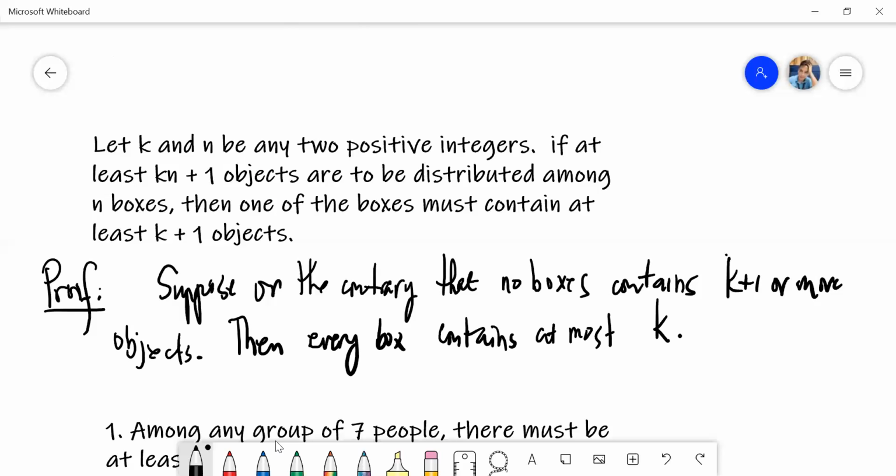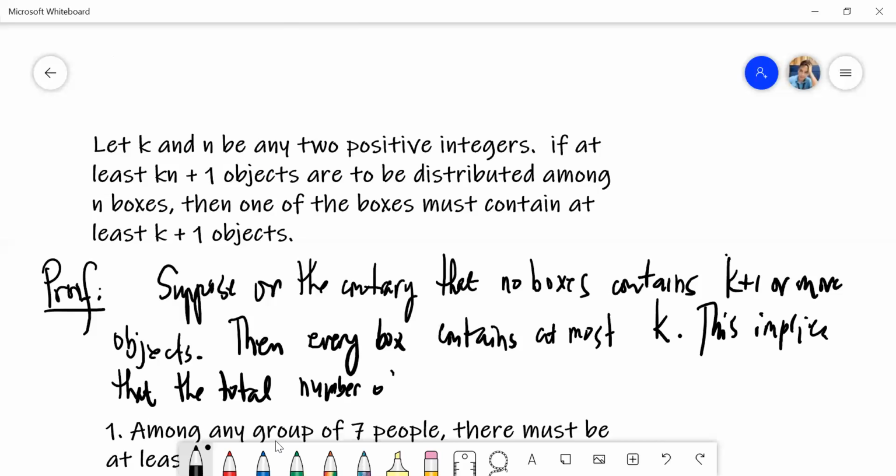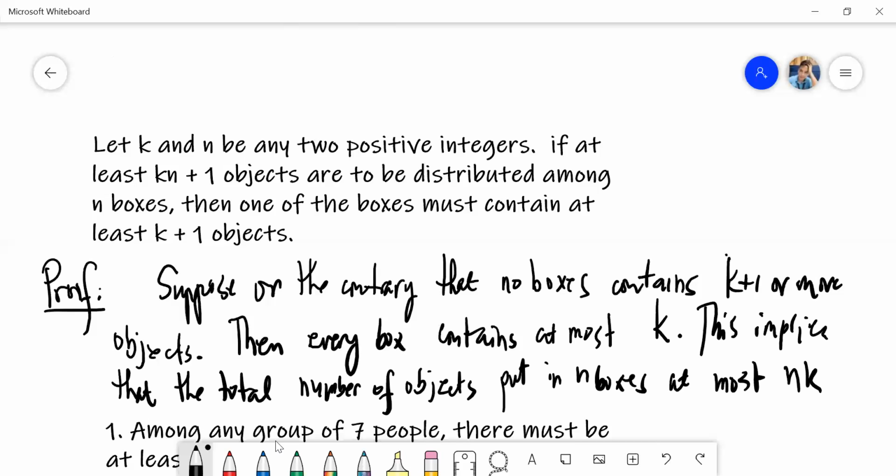Okay. So since every box must contain at most k, and there are n boxes, this implies that the total number of objects put in n boxes is at most, because all of the n boxes contain at most k, at most n times k in total. This is a contradiction because we have kn plus 1 objects.